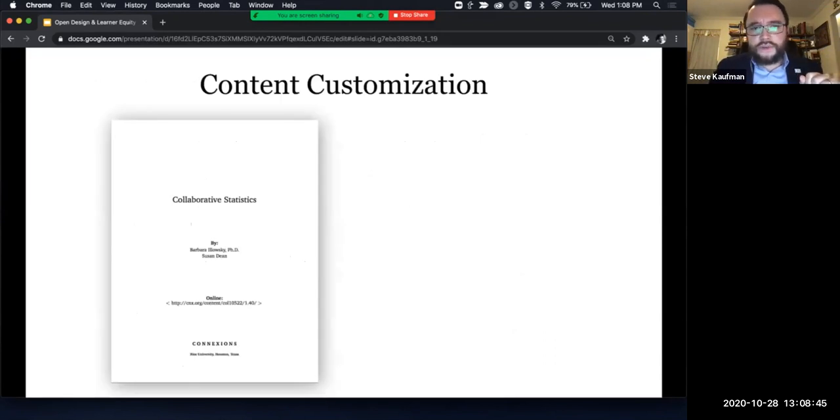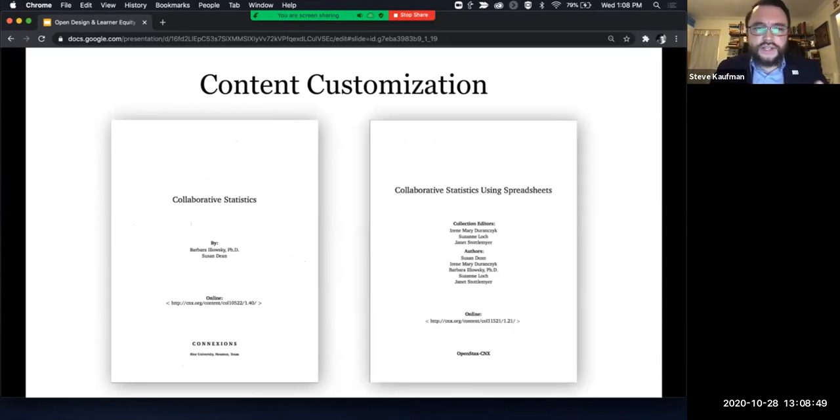Let me give you some examples. So using an open textbook gives you the ability to do content customization. So this is an example of an OpenStax textbook on collaborative statistics. And what they found was that the original open textbook was reliant upon R, the statistical tool. So think about if you're using R at your institution or Minitab or SPSS, that can be expensive, right? And a lot of students won't have that.